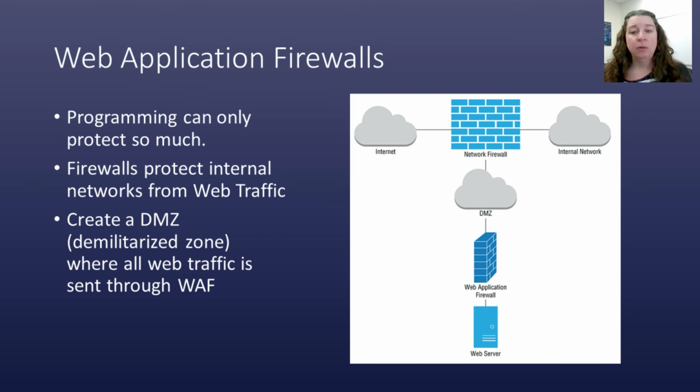Once you get into the network, you should have a specific dedicated DMZ or demilitarized zone where all of your web traffic is going to be sent through. That is not the same direction as your internal network traffic. All web traffic on port 80 or 443 for HTTPS should always be going through your DMZ and then passing through a web application firewall.